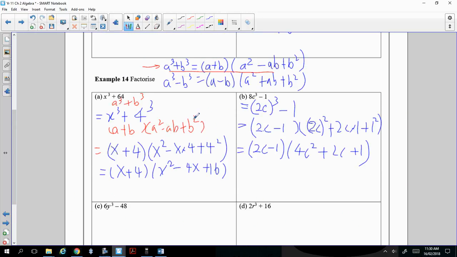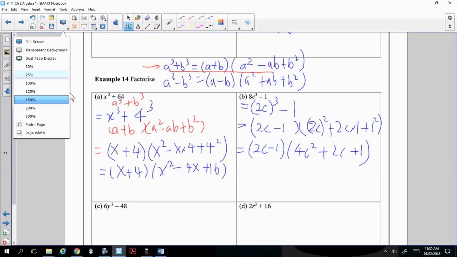And then we've got 2 more to go. And then we'll do some mixed factorization. And then you can start the work. All right. Good? Okay.